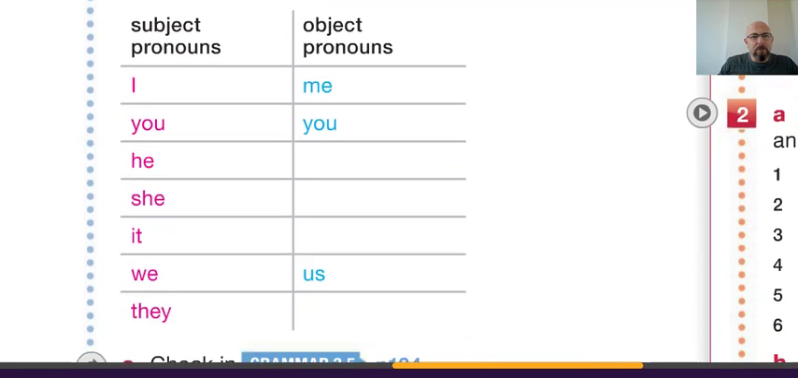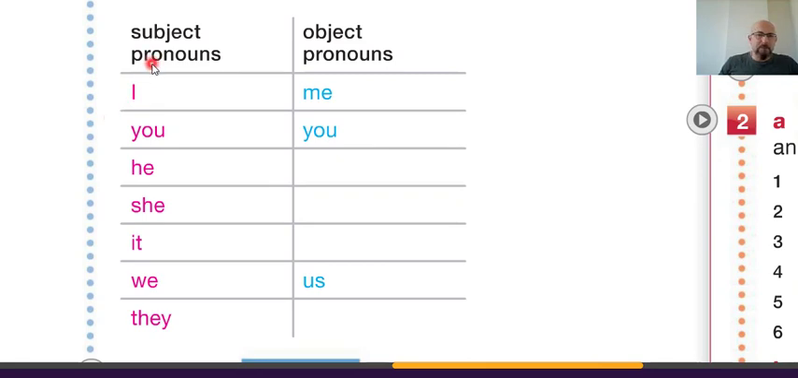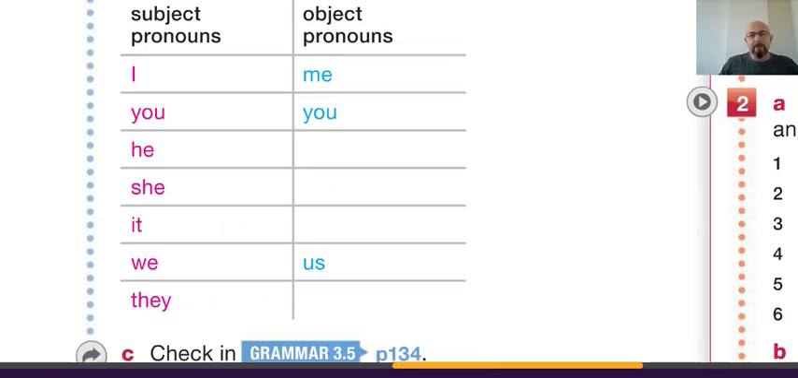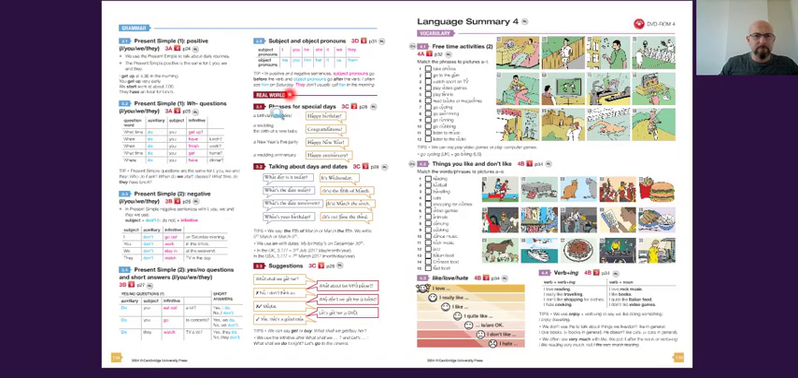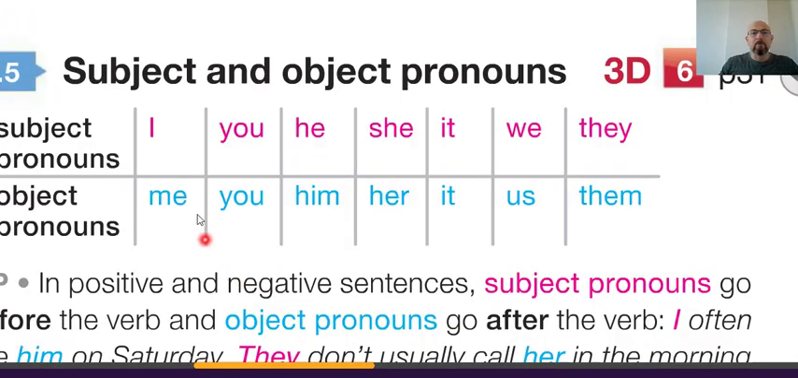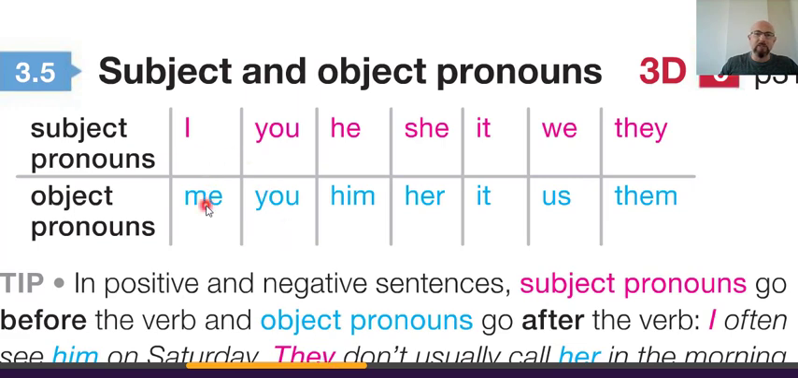So, subject and object. Subject pronouns: I. Object pronouns: me. You, you. He, she, it, and they. To check, let's go to grammar 3.5, page 134. So: I, me; you, you; he, him; she, her; it; we, us; they, them. But how can I use them? What's the difference between I and me, he and him? This is what we will talk about now.